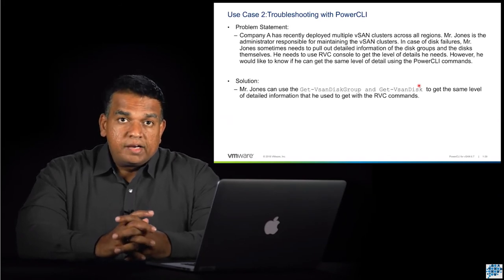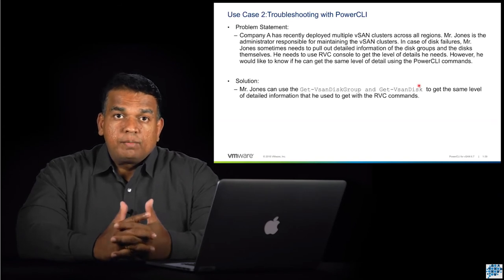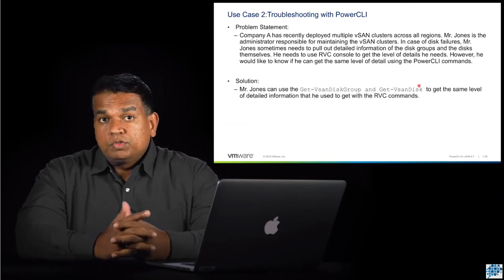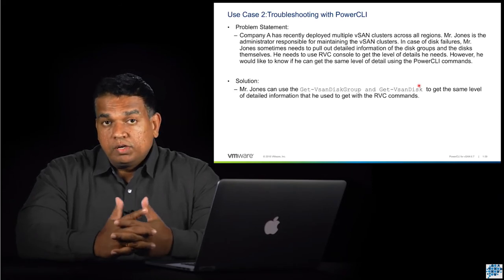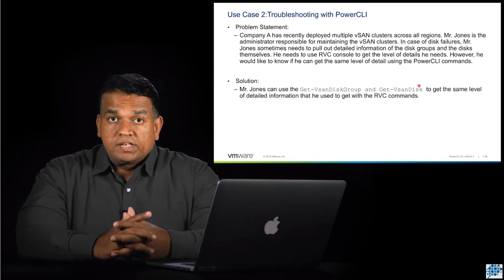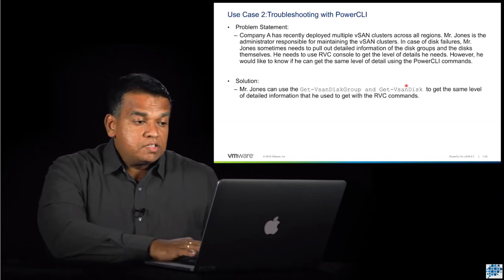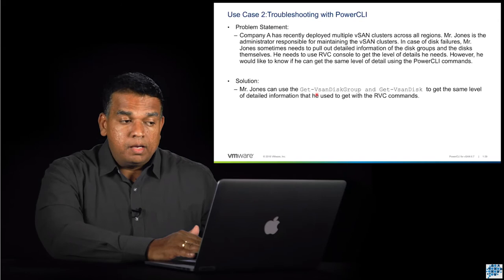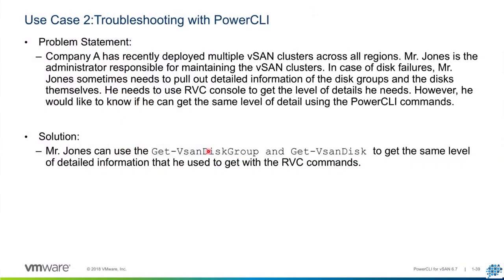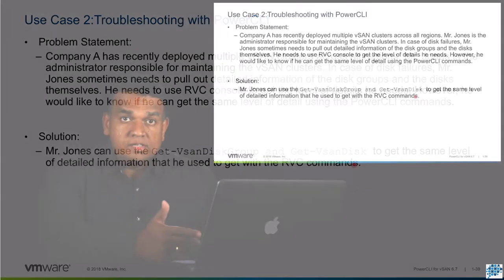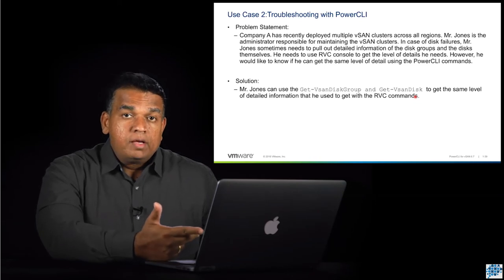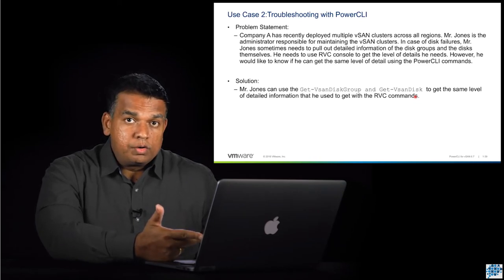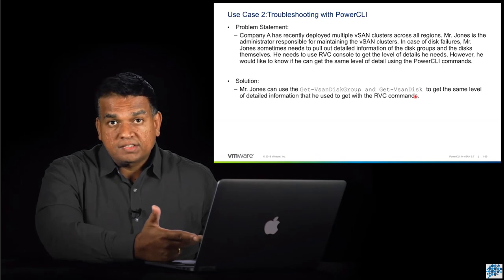The good news is that indeed we have some PowerCLI commandlets which can provide very detailed information about the cluster, particularly the disks and the disk groups, which can help in troubleshooting. These commands are appropriately named Get-VsanDiskGroup and Get-VsanDisk. In the coming slides, I am going to demonstrate how these commands can be utilized to pull out detailed information about the disks and the disk groups.